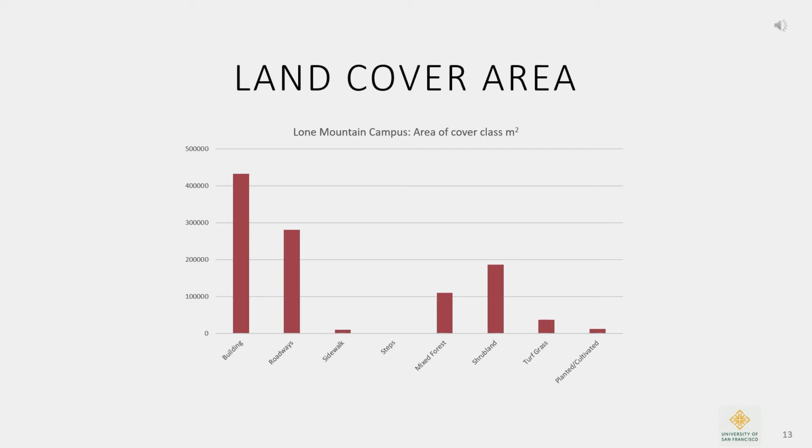Since we know the raster pixel size, land cover area can be calculated. This is important in environmental monitoring. For example, we can determine the area of infestation of a particular vegetation species.